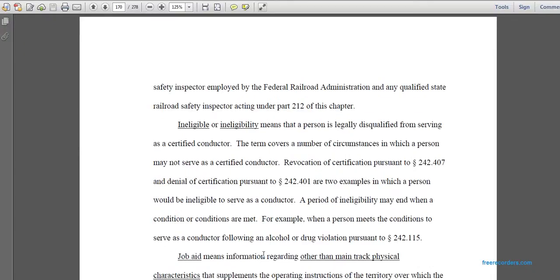Ineligible and ineligibility mean that a person is legally disqualified from serving as a certified conductor. The terms cover a number of circumstances in which a person may not serve as a certified conductor, such as revocation of certification pursuant to Section 242.407 or denial of certification pursuant to Section 242.401. These are two examples of when a person is ineligible to serve as a conductor. A period of ineligibility may end when certain conditions are met, for example, when the person meets the conditions to serve as a conductor following an alcohol or drug violation pursuant to 242.115.